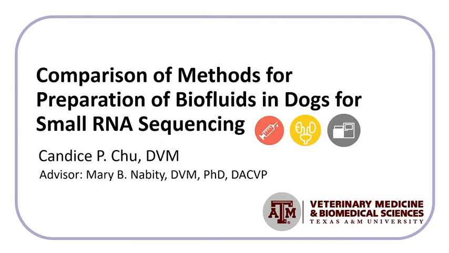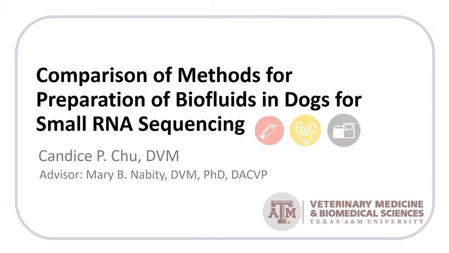So start with the title. Here's my title. My research topic is actually very boring. You couldn't win an award because it's so boring. It's a comparison of different methods to prepare biofluids in dogs for small RNA sequencing. It sounds very boring. But how can I make it more interesting? So I would like to break down different factors of this title slide.